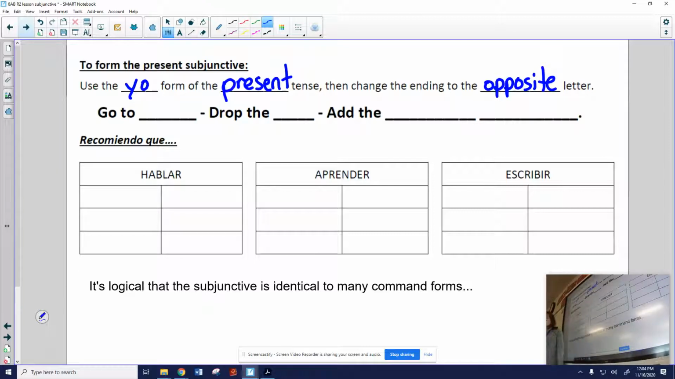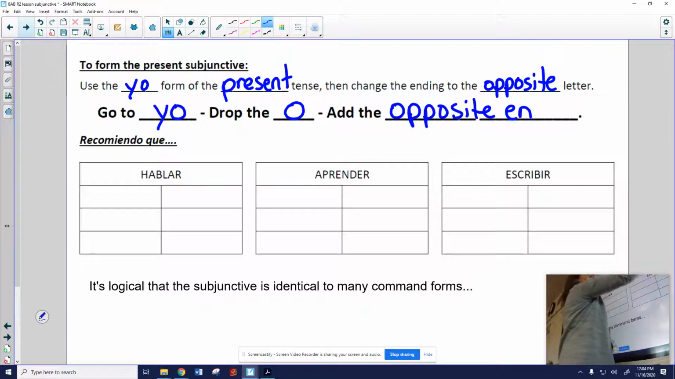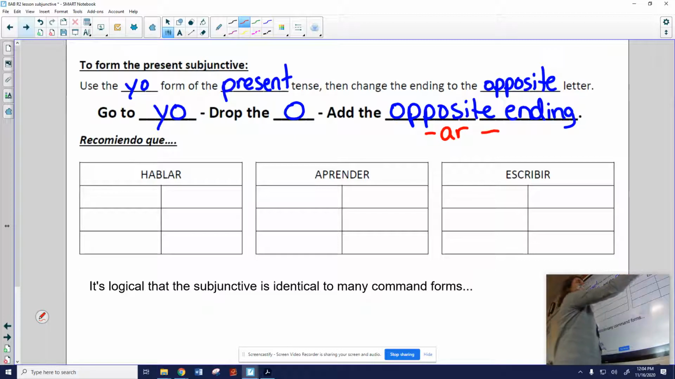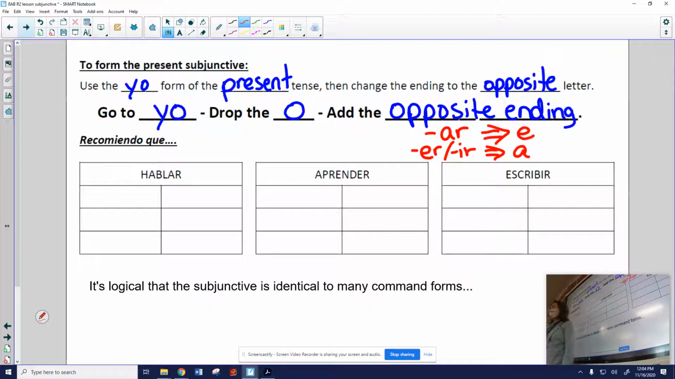We learned a rhyme when we learned commands. Go to yo, drop the yo, add the opposite ending. Hopefully that sounds familiar. Remember the opposite endings, like we learned with commands, means there's a different vowel on the end. So if we're talking about an AR verb, the opposite ending is going to have an E in it. If we're talking about an ER or an IR verb, the opposite ending will have an A in it.